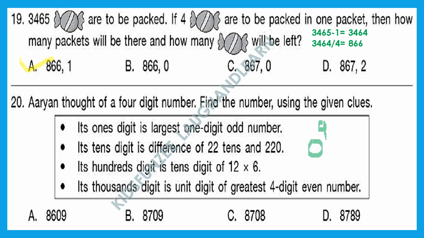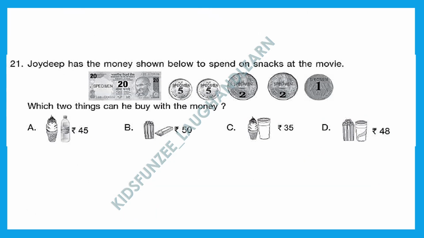Let's see, its 100's digit is the 10's digit of 12 into 6. So what is the product of 12 into 6? It is 72. So what would be the 100's digit? It is 7. Its thousand's digit is the unit digit of the greatest 4-digit even number. And what would that be? It would be 8. We can infer that from the options also. So what is the number we got? We got 8,709. Option B.